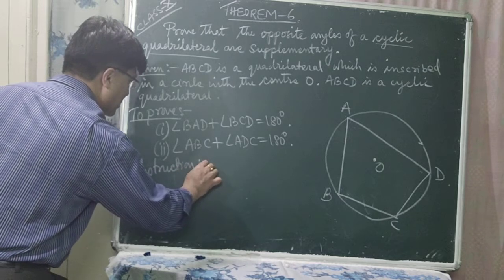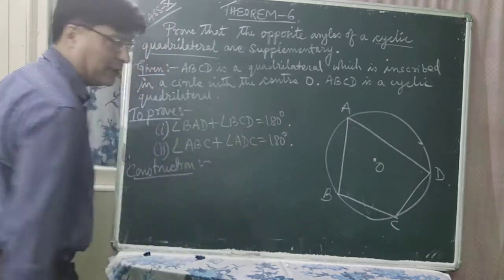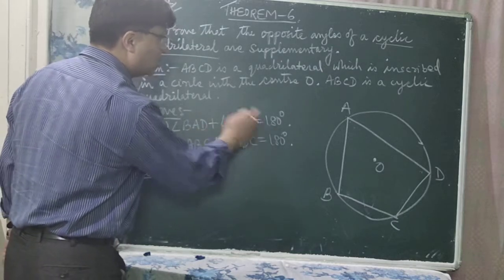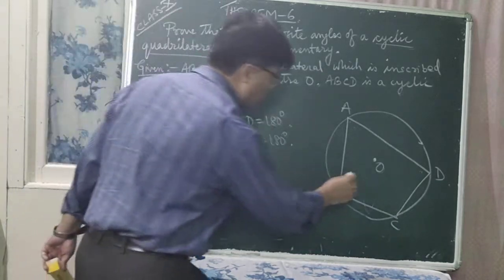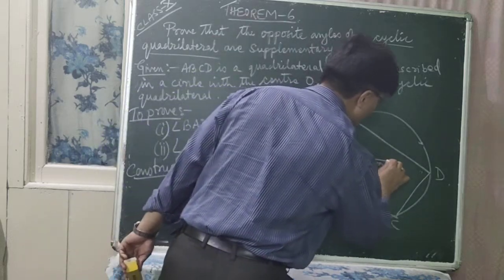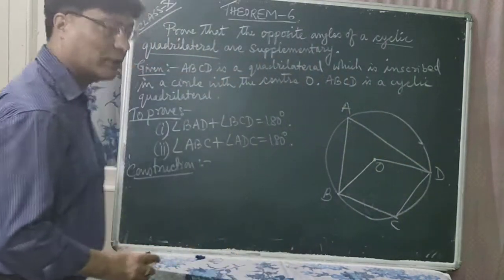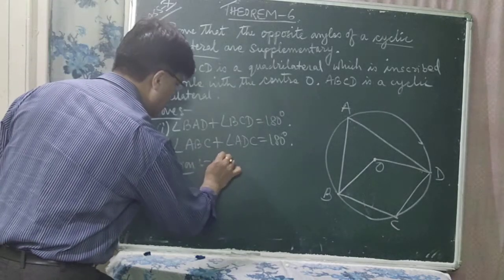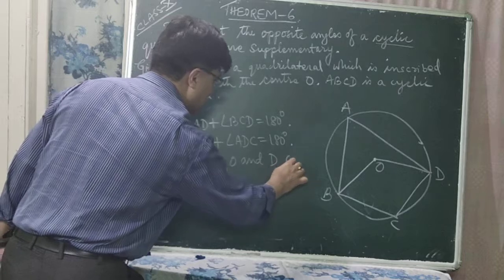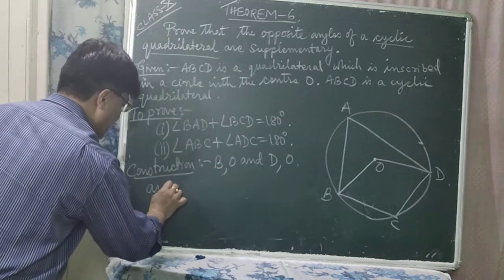So next, construction. You have to do the construction out here. Again, you have to draw some figure. So in order to prove angle BAD plus angle BCD is equal to 180 degrees, let us join O, B and O, D. Okay? So construction: B, O and D, O are joined.